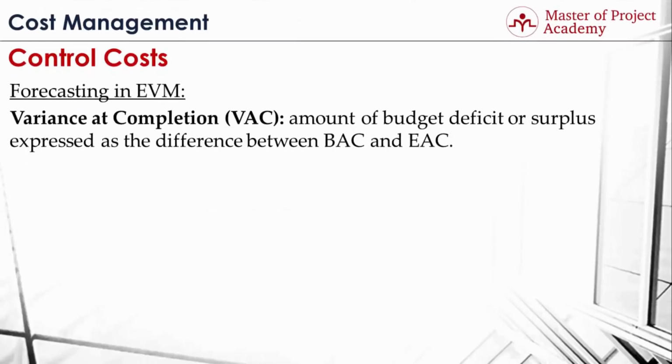Variance at completion is another term used in forecasting in earned value management. Variance at completion is abbreviated as VAC, and it is the amount of budget deficit or surplus expressed as the difference between BAC and EAC. Variance at completion is found by subtracting the estimate at completion value from the budget at completion value. This variance will show you how much you will exceed your planned budget or how much you will complete the project under the budget.